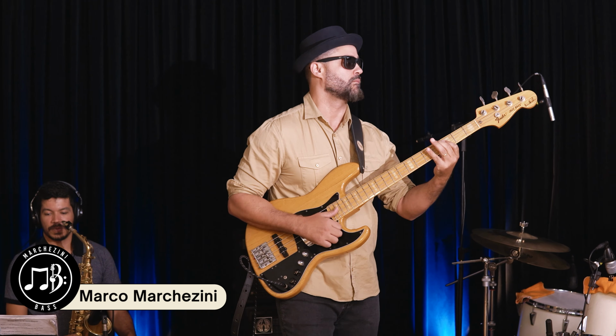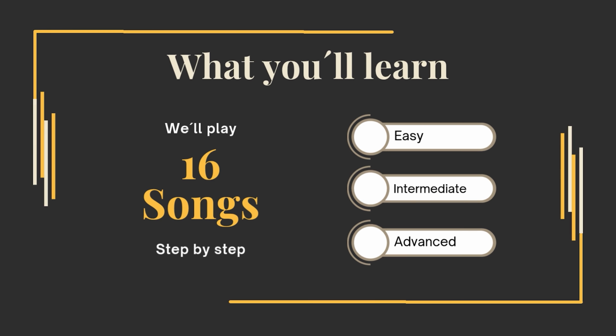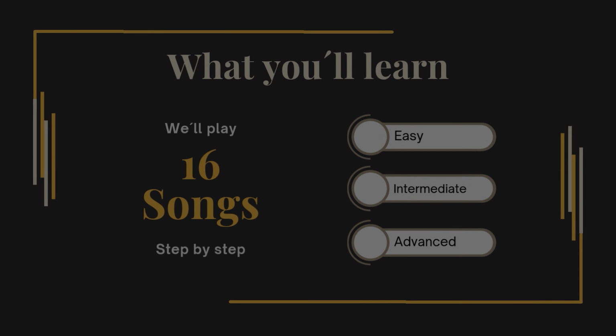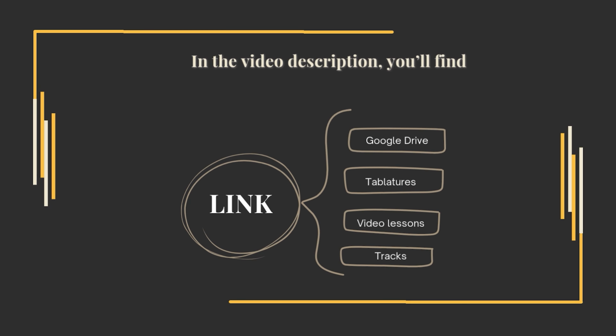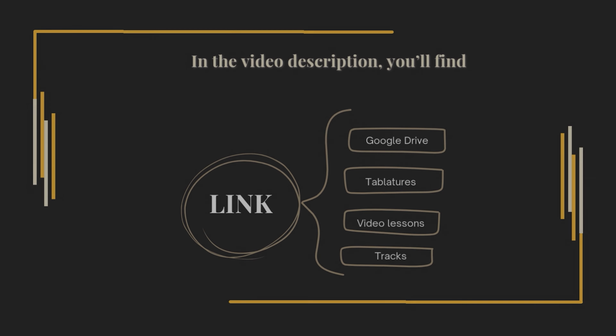This course is perfect for beginner and intermediate players. You learn 16 songs organized in increasing levels of difficulty so you can progress step by step. And there's more. In the video description you'll find a Google Drive link with sheet music, tablatures and individual video lessons for each song to make your practice easier.